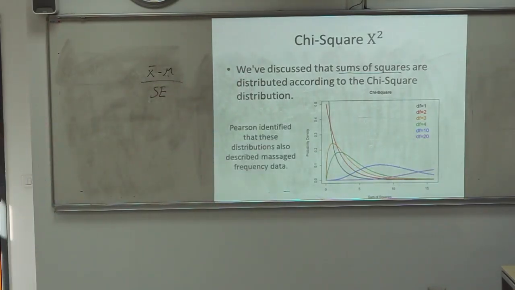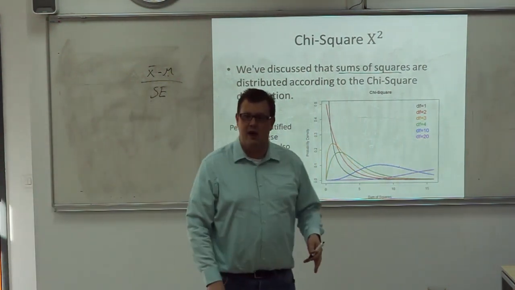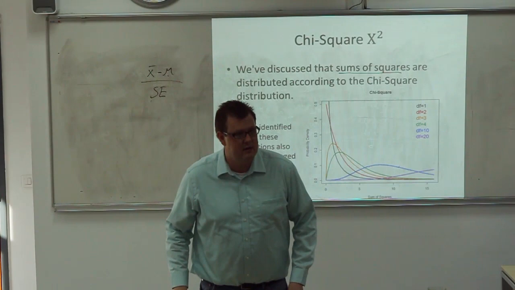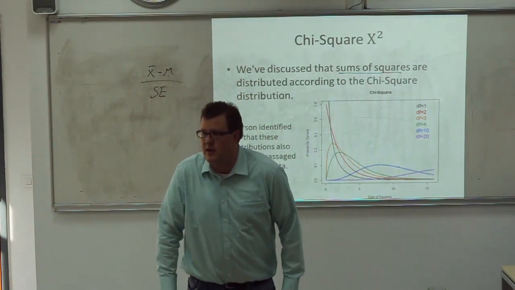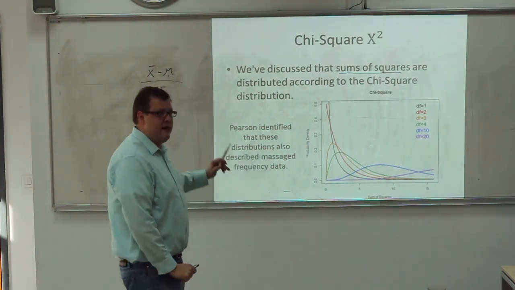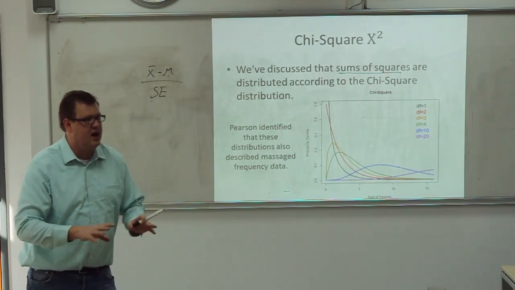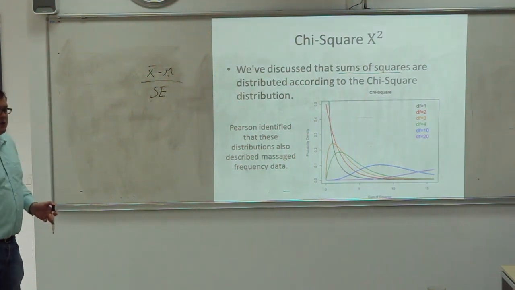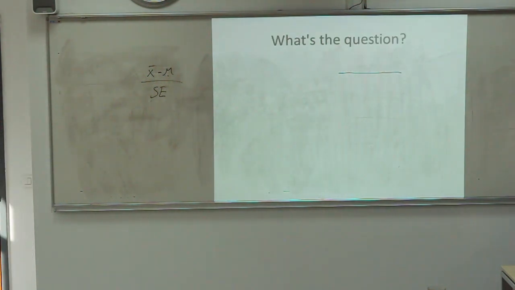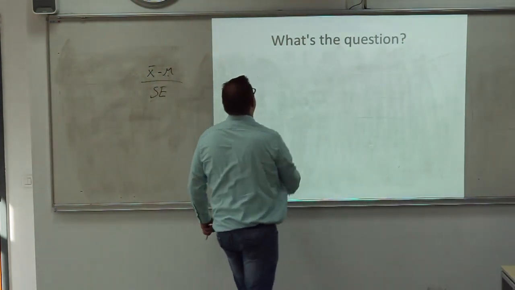So Pearson, this segues so well from correlation to here because we were talking about the Pearson correlation. Pearson was also the one that figured out that frequency data, not by themselves, but appropriately massaged, appropriately weighted, are described pretty well by the chi-square distribution.